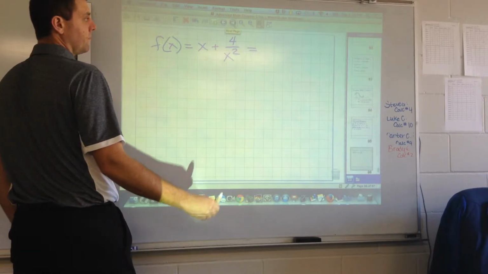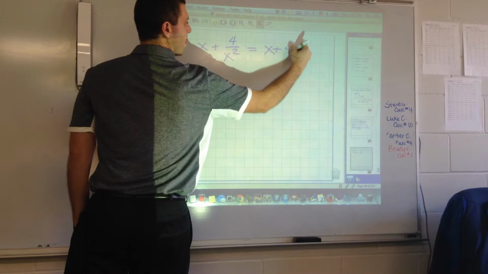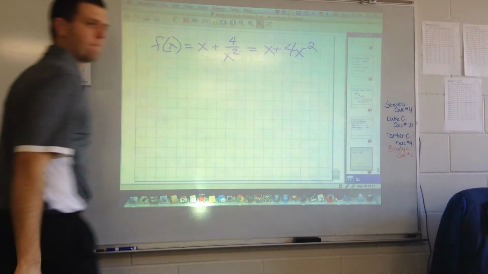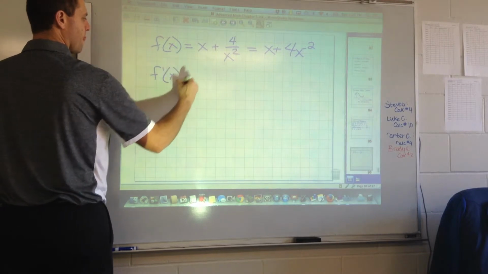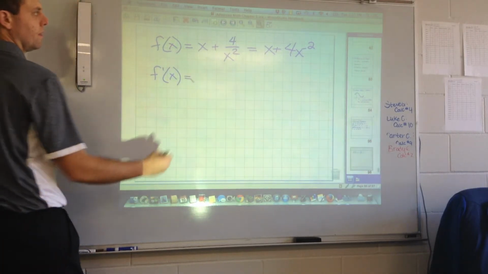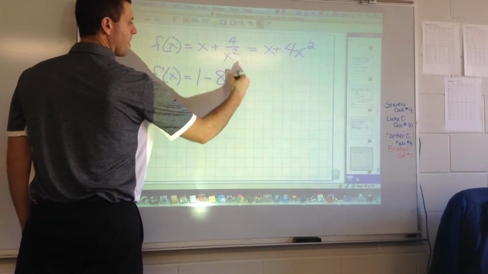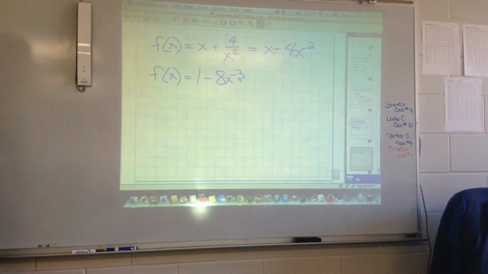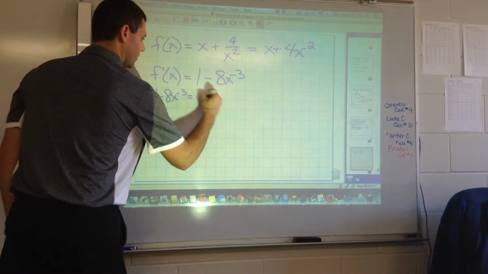Rewrite this. Yep. What'd you get? x plus 4x to the negative 2. Then you can do your derivative. What would it be? 1 plus 8x to the negative third. Good. 1 minus 8x to the negative 3. Set that equal to 0.